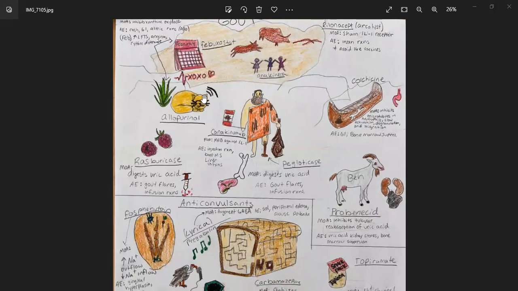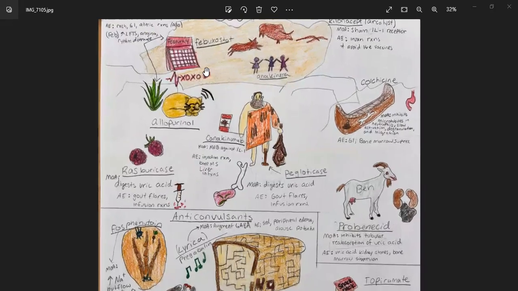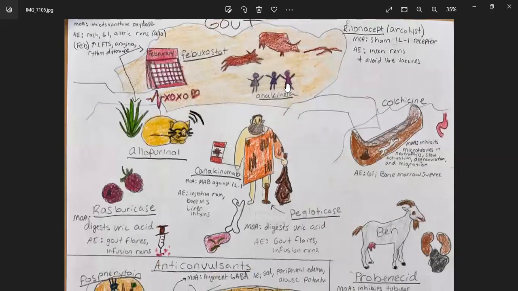So there's a lot going on here. So we'll just start up at the top. So in this cave, we have some cave drawings. And again, we have these family members here who are kin for Anakinra. And of course, cave people need to know the date, like the month as well. So we have the month of February on here. February for febuxostat. And this drug inhibits xanthine oxidase.